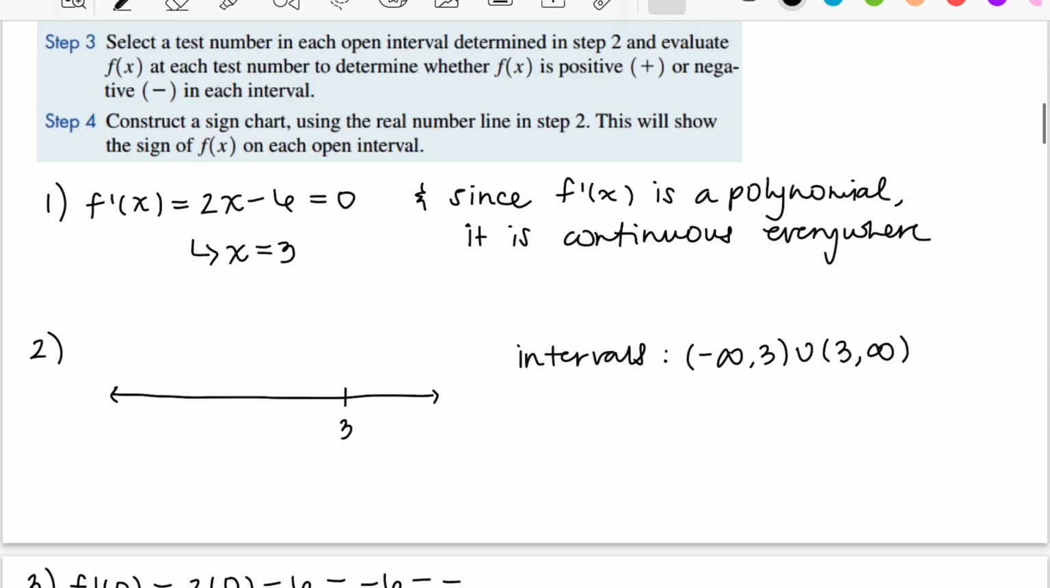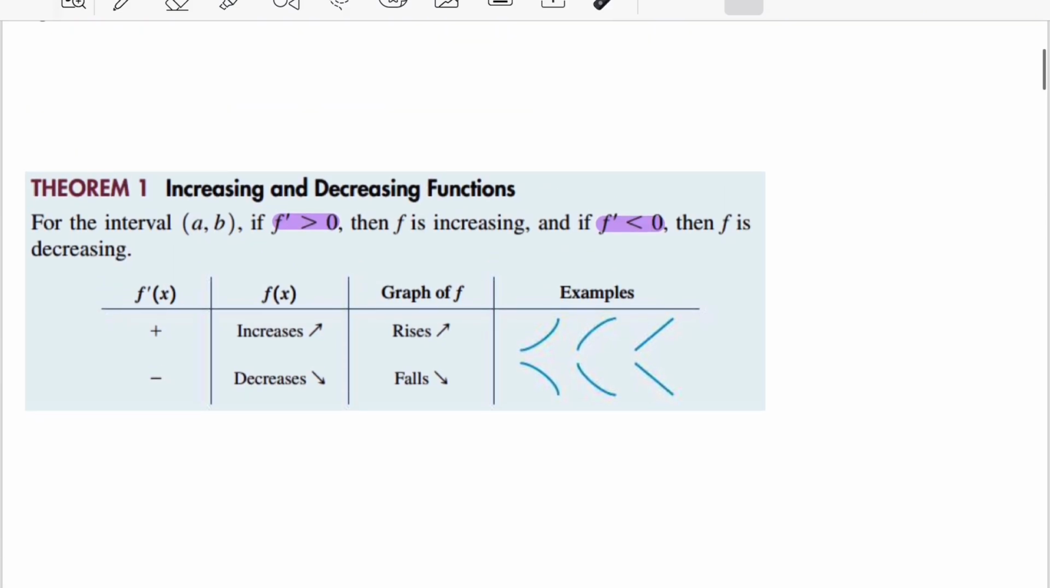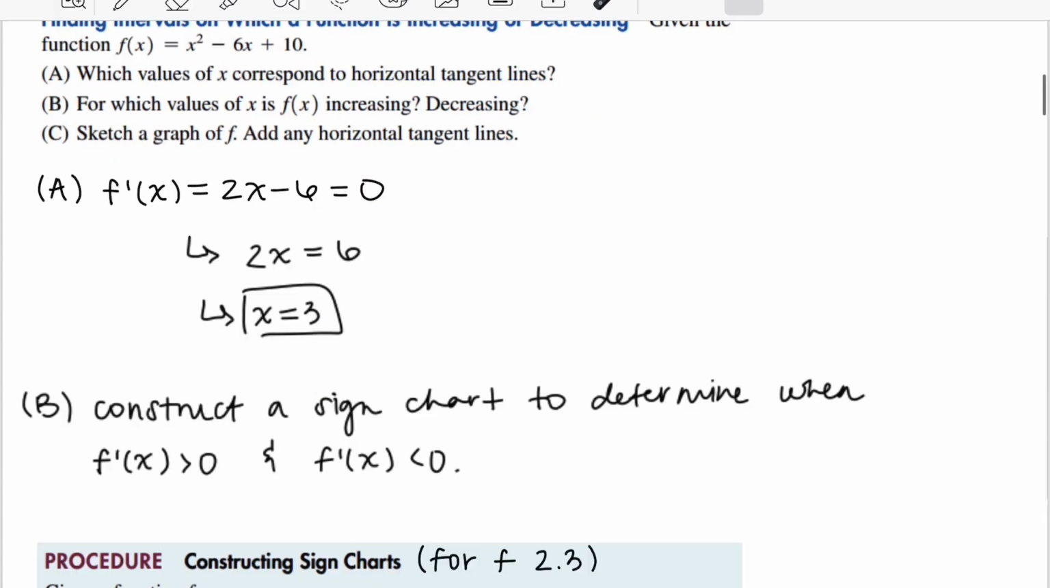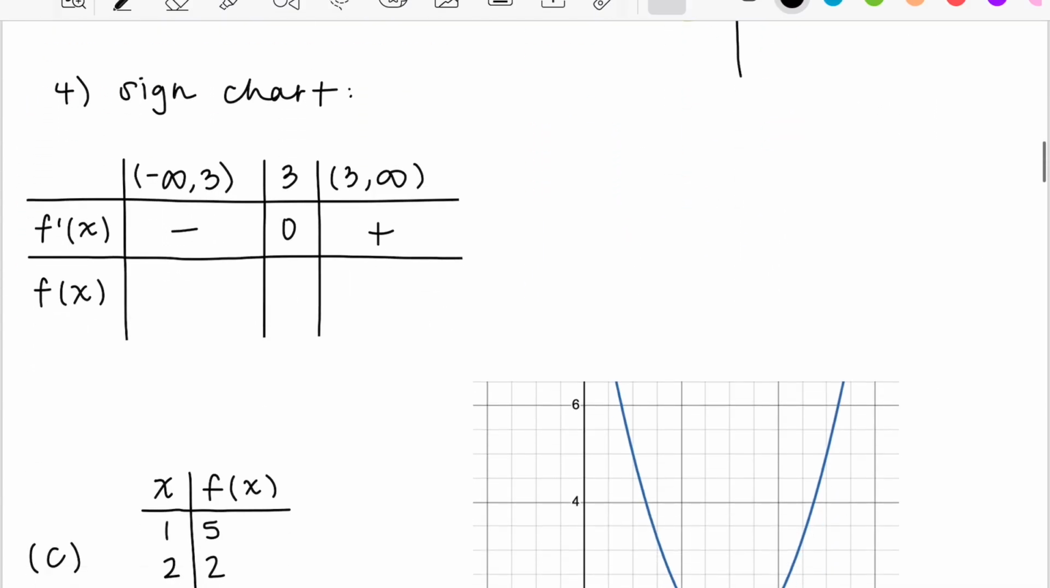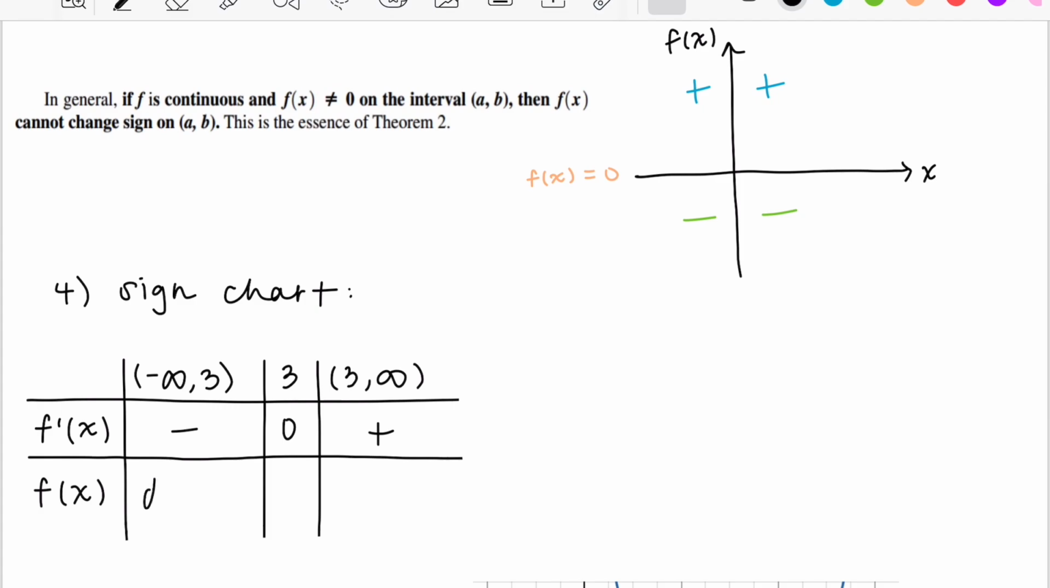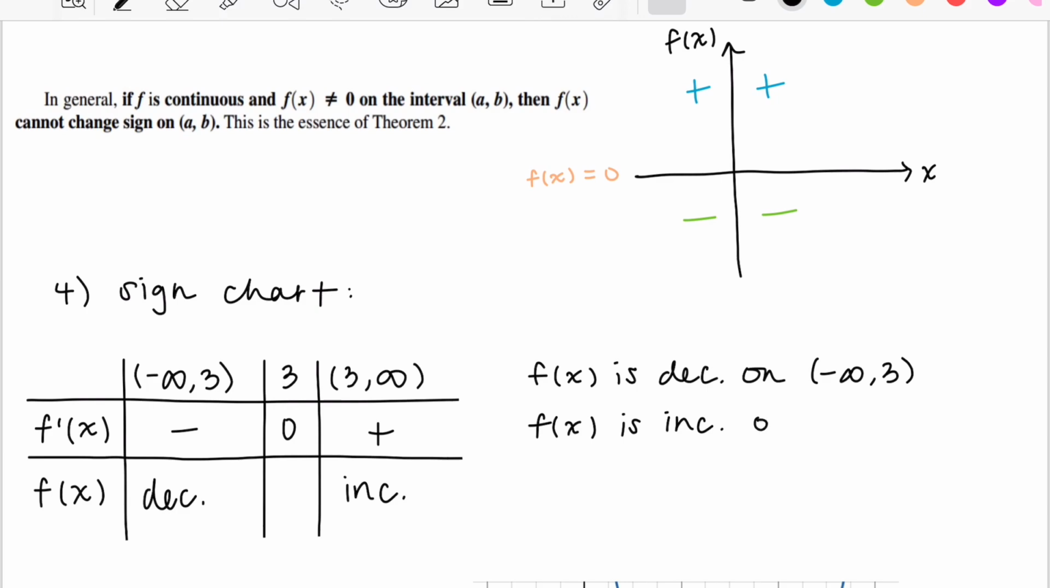All right, so then by theorem 1, whenever our derivative is positive, our function is increasing, and whenever it's negative, it's decreasing. So in my sign chart, I'm going to include that information. So in this region, it's decreasing, and in this one, it's increasing. All right, so we would write this as our function is decreasing on the interval negative infinity up to 3, and our function is increasing on the interval 3 to infinity.